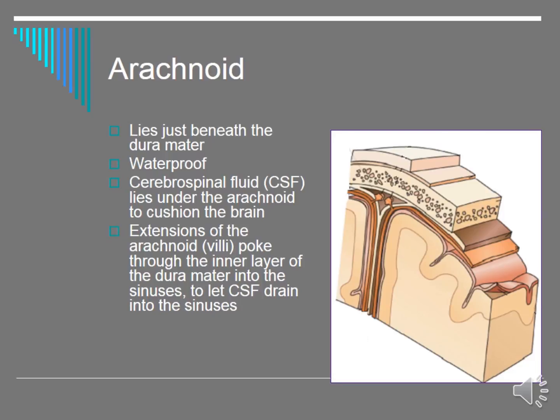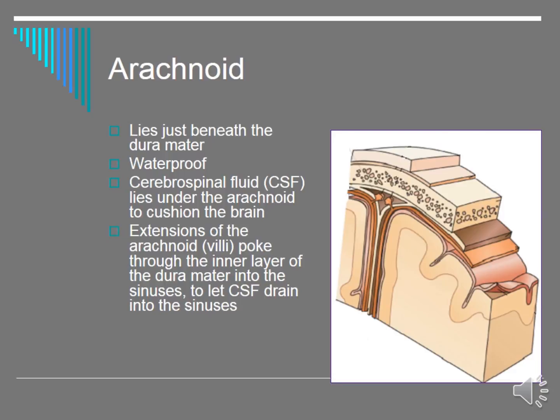You have cerebral spinal fluid just underneath the arachnoid layer to cushion the brain. That is in the subarachnoid space. Okay, so it's in the subarachnoid space that your cerebral spinal fluid is really circulating. And in the arachnoid layer, there are little extensions, two small extensions called villi. They look like antennae to me, that poke through the inner layer of the dura mater into that sinus. And you can see that clearly here in the picture. That allows cerebral spinal fluid to drain into that sinus.